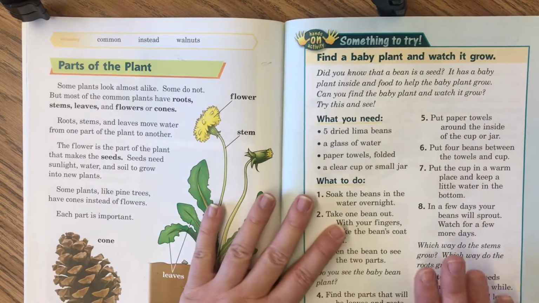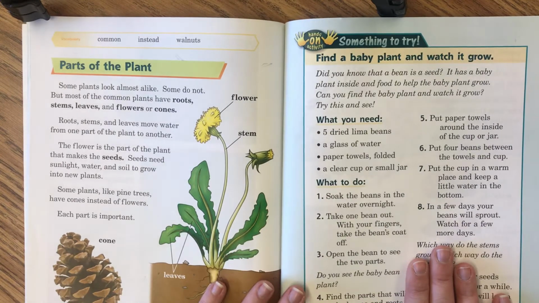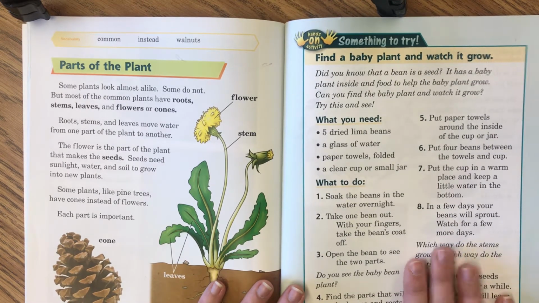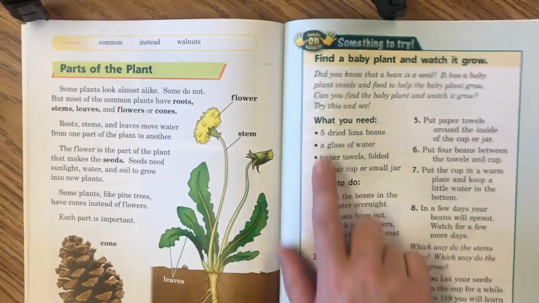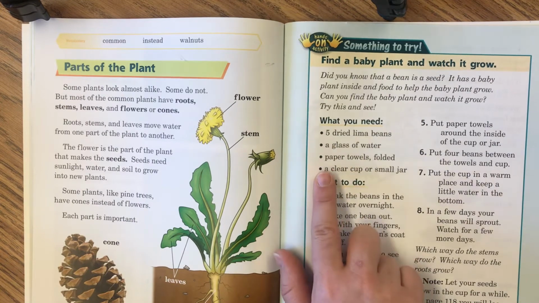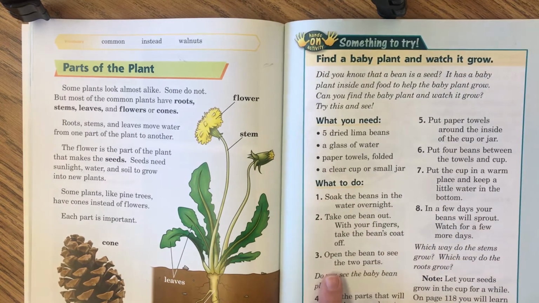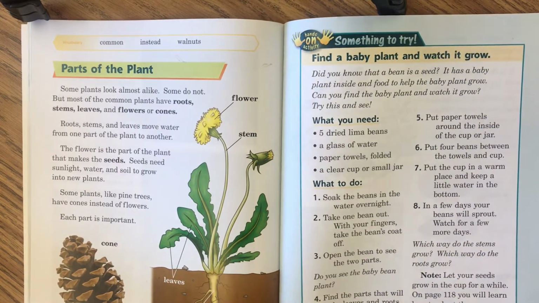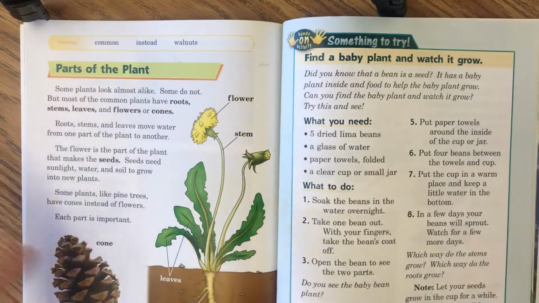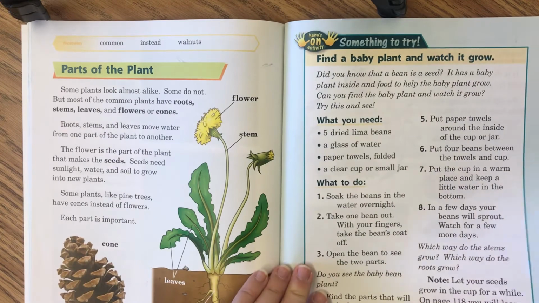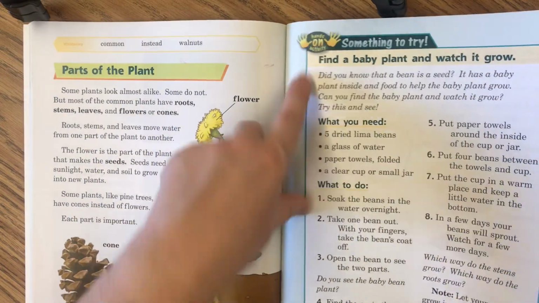Actually, here's a cool idea of what you can do to learn more about plants and see how they grow. If you want to do this at home, this would be a cool project to do, about taking dried lima beans and some water and paper towel and seeing if you can get a bean to grow, because a bean is a seed. See if you can do that. That would be kind of fun. That's a good hands-on activity.